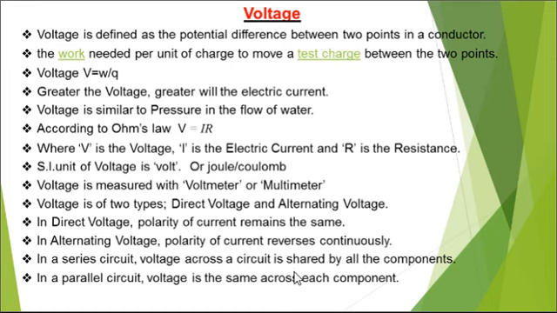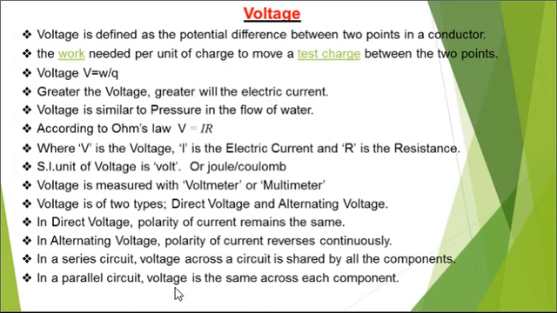But in a parallel circuit the voltage is the same across each component. So let us take an electrical circuit which consists of three components. Then the voltages are V1 is equal to V2 is equal to V3 is equal to V.